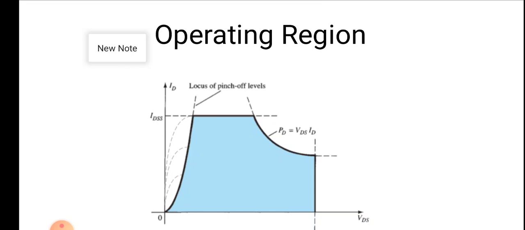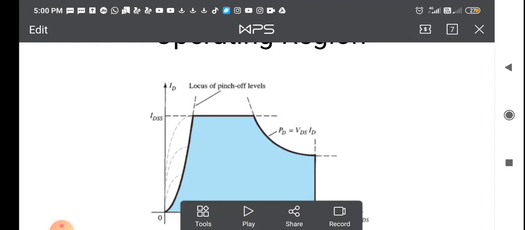So VD into ID, you have to select in such a way that the product is always less than or at max equal to 3 watt. If you are operating at lower voltage, then you can increase the current, or if you are increasing the voltage, then reduce the current. That's why this graph drops. It starts from the peak saturation, the IDSS height, and then keeps decreasing because you are increasing the drain to source voltage, so definitely the current should be reduced.